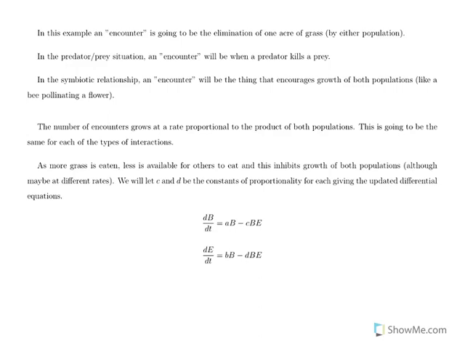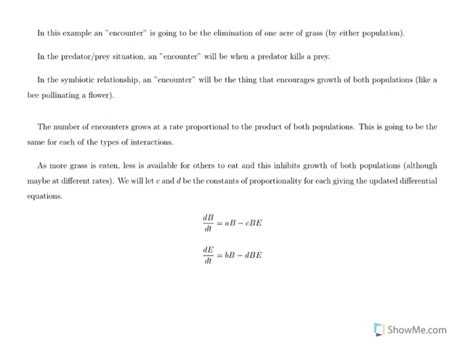Now this idea of an encounter could be used for any kind of context, but that's what we're going to focus on. And note that we're not really going to need to know exactly what an encounter is in any of these situations, but it helps us see where these differential equations are coming from. So in all three of these ideas, the competition, the predator-prey, and the symbiosis, the number of encounters grows at a rate proportional to the product of both populations. This is going to be the same for all these types of interactions, and we're going to see how that works in a second.